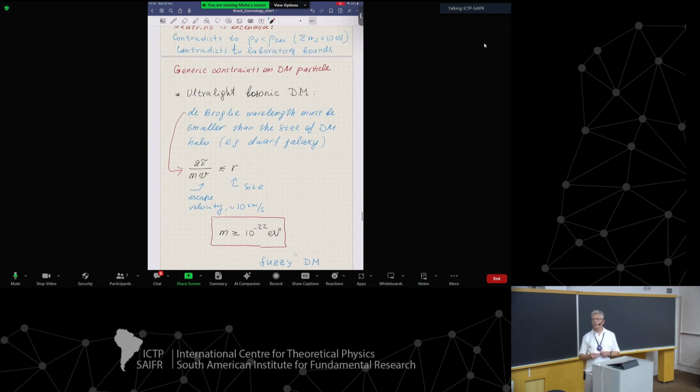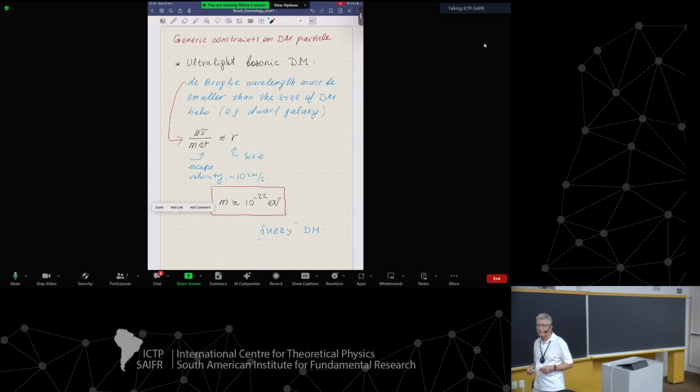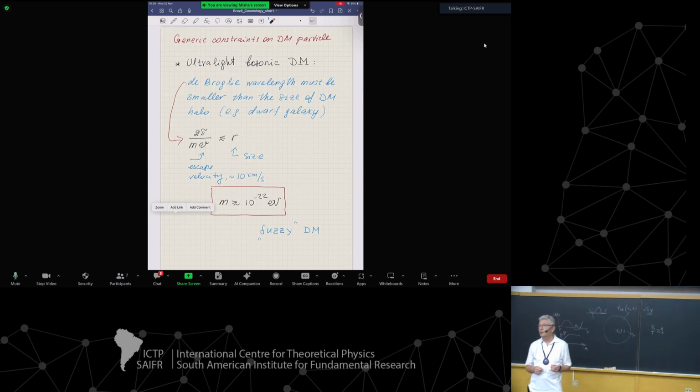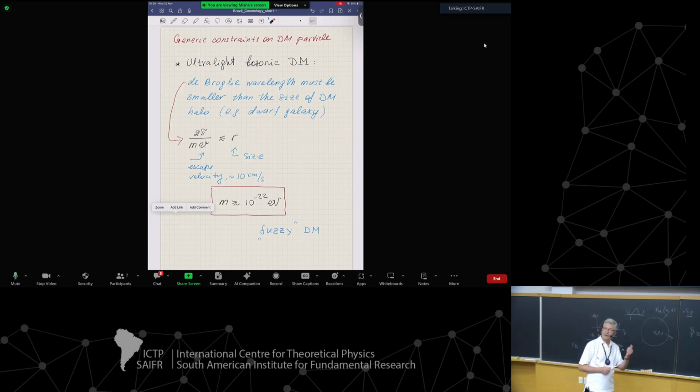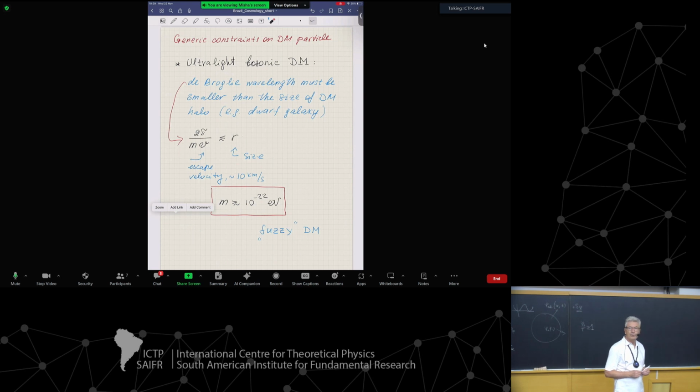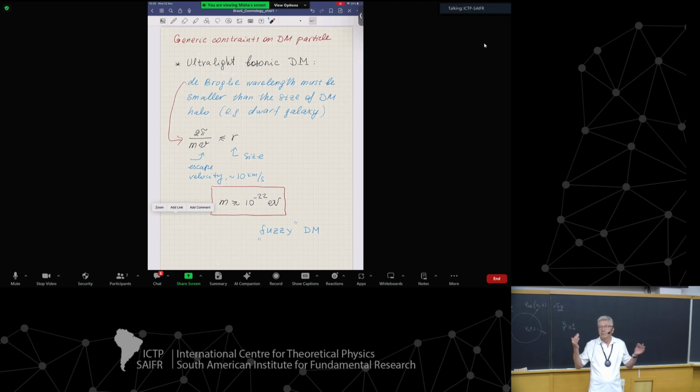If we talk about bosons, then there is yet another constraint on the bosons, which is much, much, much weaker than the one I just presented. If you have bosons, then the Pauli exclusion principle doesn't work, right? You can put as many bosons as you want in this place. And so one of the dark matter candidates, which is light, which is axion, of course, doesn't satisfy this Tremaine-Gunn bound.